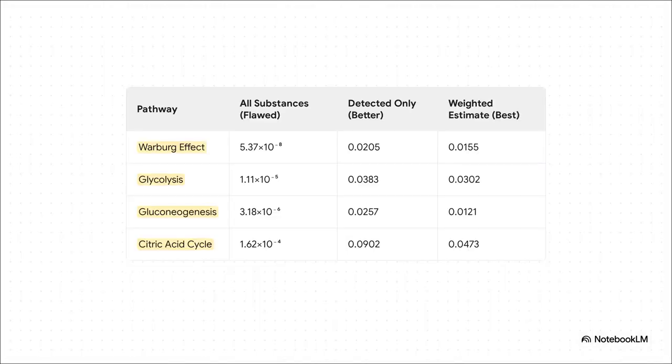And this table, wow, this table just lays it all out perfectly. Now remember, in statistics, a smaller p-value usually means a more significant result. So just look at that first column, the flawed method. Those p-values are ridiculously tiny. They're screaming, this is a sure thing. But then, look what happens when we switch to the detected-only method. The p-values jump up. And check out the citric acid cycle. It goes from looking super significant to, well, not significant at all. And then that third column, the weighted estimate, gives us an even more nuanced, robust answer.